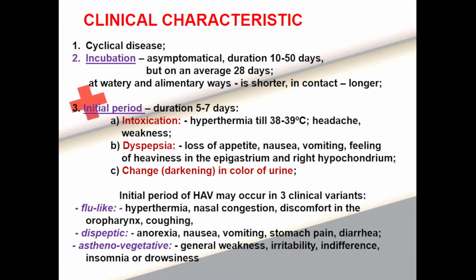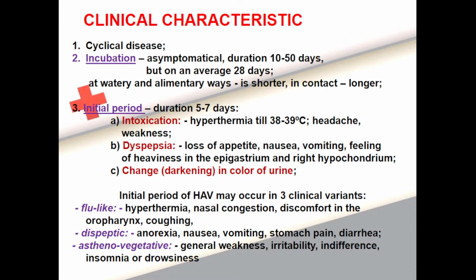Initial period, duration 5 to 7 days, and it may occur in several clinical variants. Flu-like variant: hyperemia, nasal congestion, discomfort in the oropharynx, coughing. Dyspeptic: anorexia, nausea, vomiting, stomach pain, diarrhea. Asthenovegetative: general weakness, irritability, indifference, insomnia, drowsiness. And mixed form.